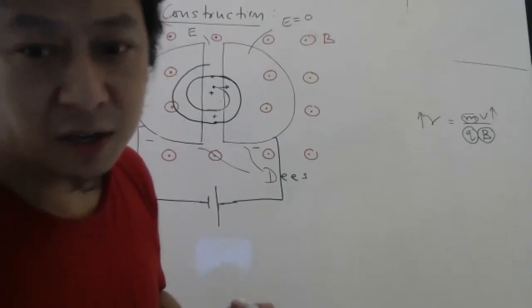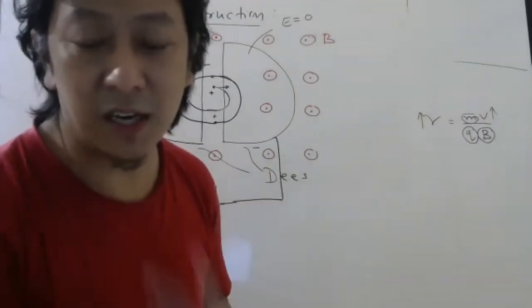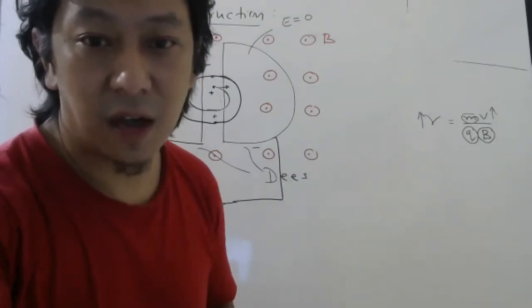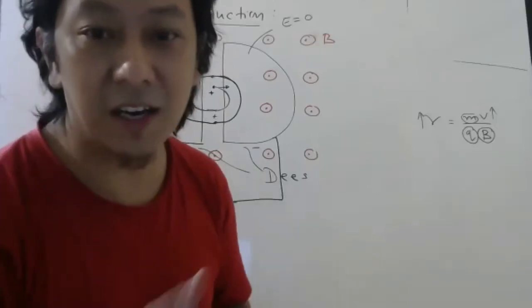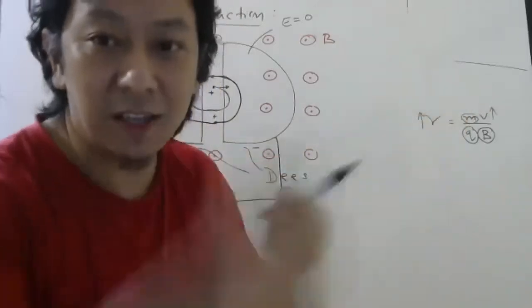I did not ignore magnetic force, Kirti. Magnetic force is what is making it move in a circle, no? I am not ignoring magnetic force. It is the magnetic force which is making it move in a circle. If magnetic force was not there, it would go straight. Who is making it move in a circle?